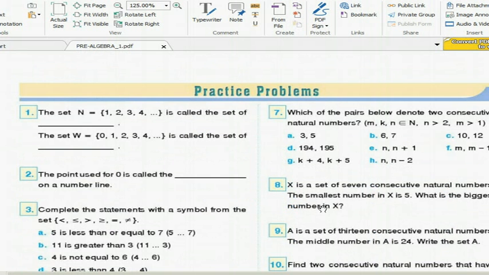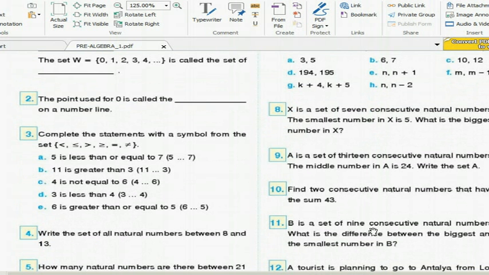But if I say consecutive even numbers, those are 0, 2, 4, 6. Consecutive odd numbers, if I say 1, 3, 5, 7, 9, 11. These are consecutive odd numbers. So they must be next to each other. That is the idea.